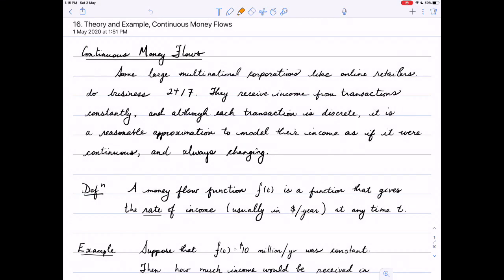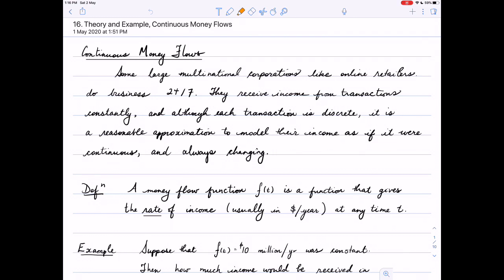Hello, and welcome to our last application of integration, and that is going to be continuous money flows or continuous income streams. The idea behind this is that some large corporations receive money almost constantly, right? They do business 24/7. Big online retailers are receiving transactions every moment of the day, every second, every microsecond almost.